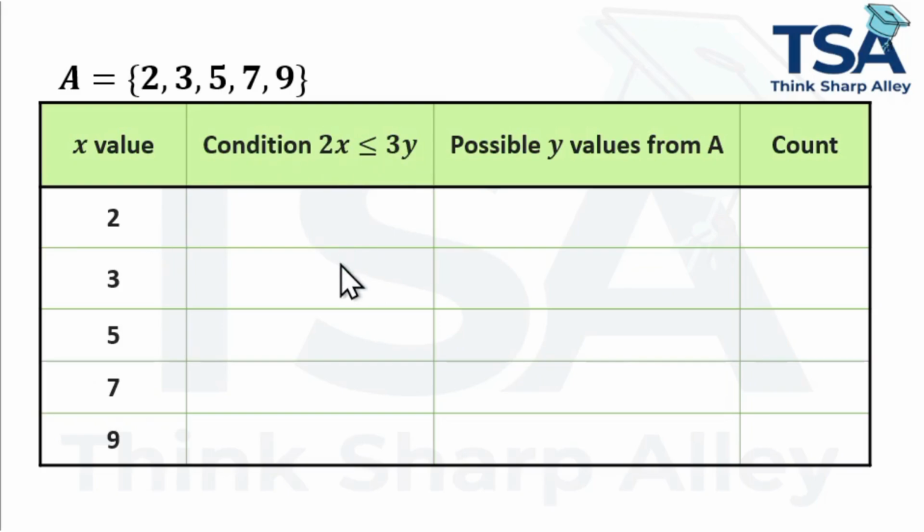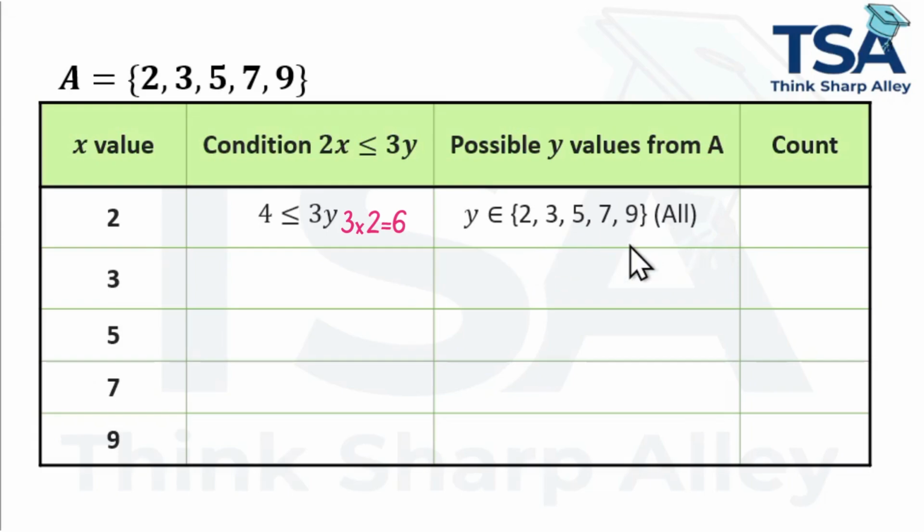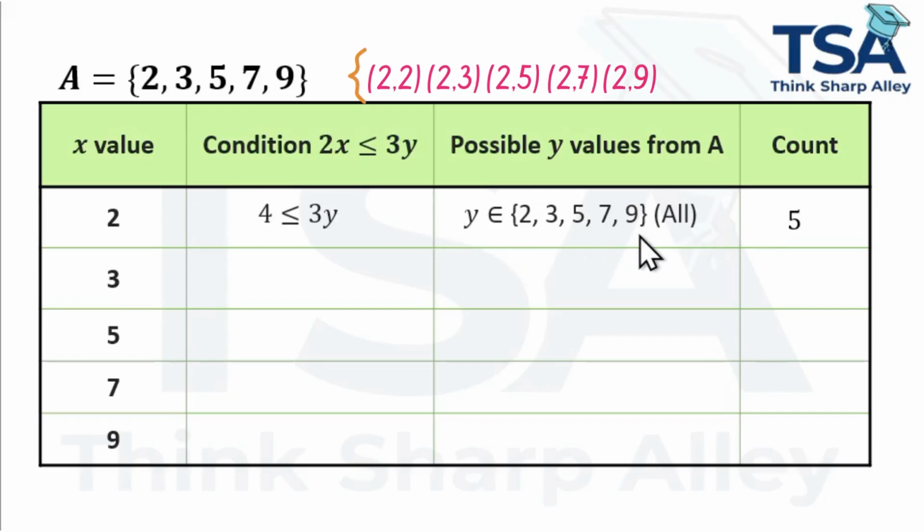So for x equal to 2, we need 4 less than or equal to 3y. Now if we put the values of y from A, say 2, then 3 times 2 is 6, and 4 is less than or equal to 6, true. So if y equal to 2 is true, definitely all the values of y greater than 2 will also be true. So all the values of y work, and hence the number of ordered pairs for x equal to 2 is 5, because (2,2), (2,3), (2,5), (2,7) and (2,9) are all the pairs that will belong to R.